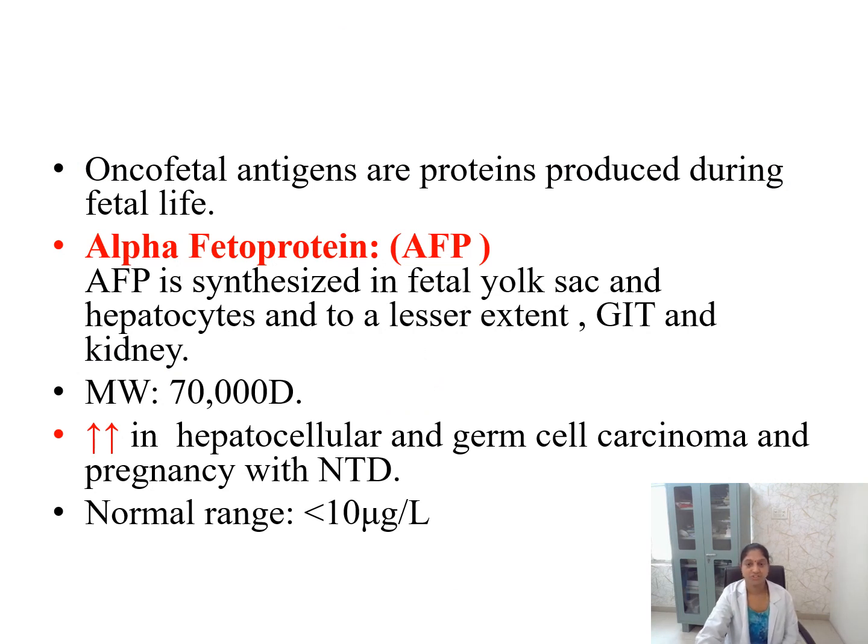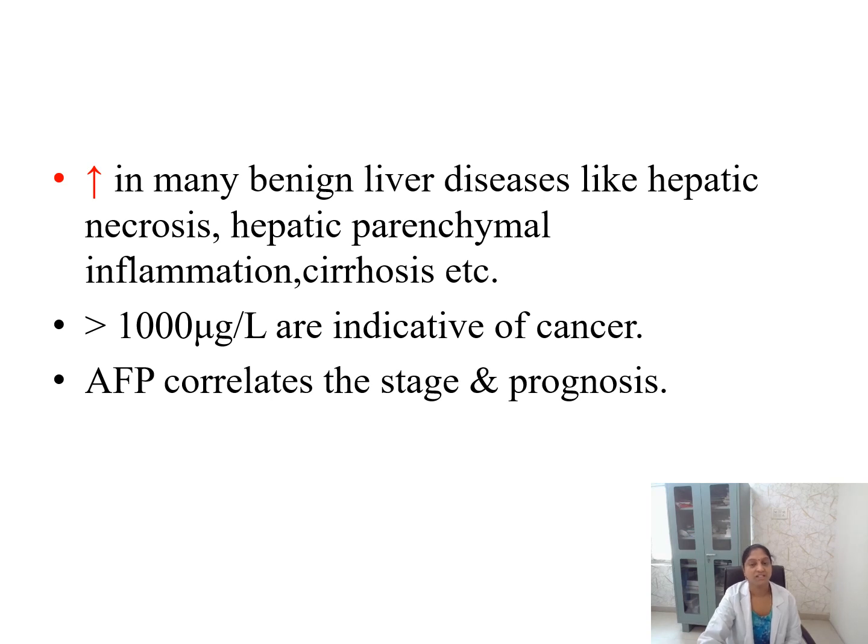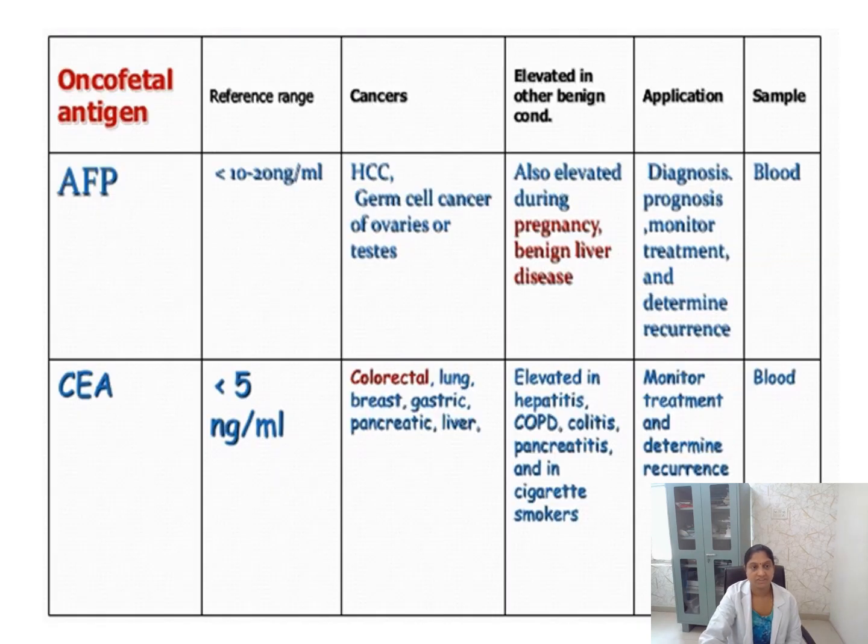Oncofetal antigens are proteins produced during fetal life. Alpha-fetoprotein is synthesized in the fetal yolk sac and hepatocytes, and to a lesser extent in the GIT and kidney. Its molecular weight is 70,000 daltons. It is increased in hepatocellular carcinoma, germ cell carcinoma, and pregnancy with neural tube defects. Its normal level is less than 10 micrograms per liter. It is increased in many benign conditions like hepatic necrosis, hepatic parenchymal inflammation, cirrhosis, etc. If its level is more than 1,000 micrograms per liter, it is an indicator of cancer, and AFP correlates with the stage and prognosis.